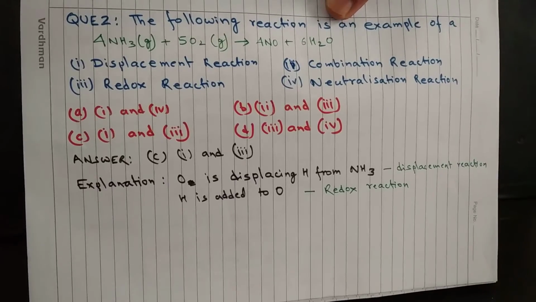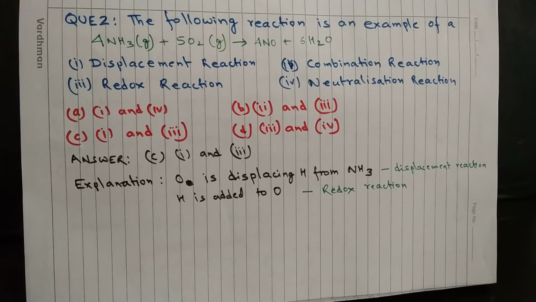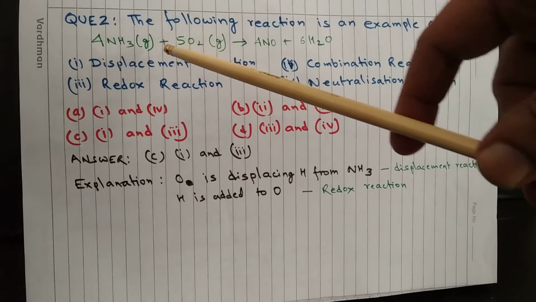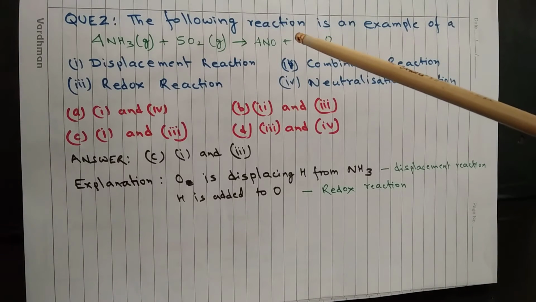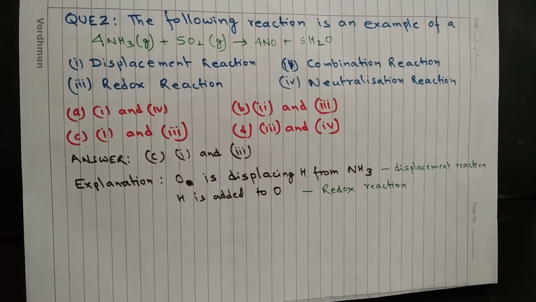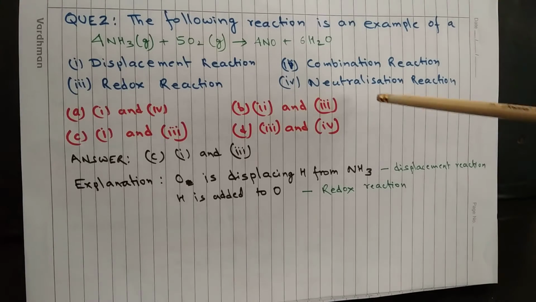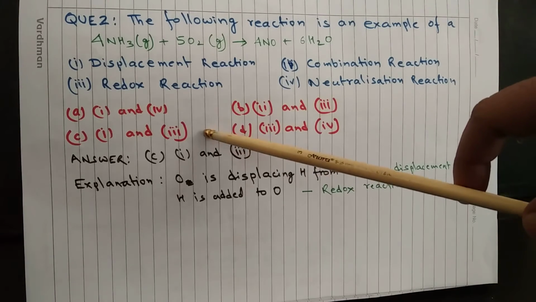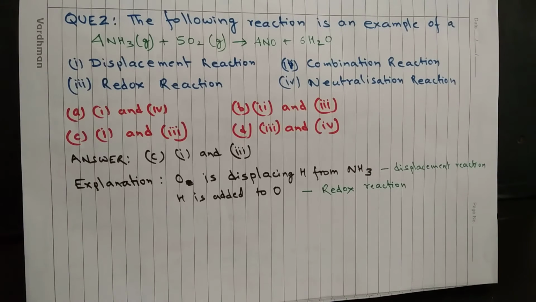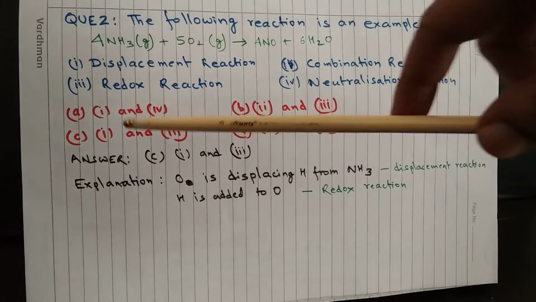Question 2. The following reaction is an example of: 4NH3 plus 5O2 gives 4NO plus 4H2O. The options are 1, displacement reaction, 2, combination reaction, 3, redox reaction, and 4, neutralization reaction. The options for answer are A, 1 and 4, B, 2 and 3, C, 1 and 3, and D, 3 and 4. And the answer is C, 1 and 3.